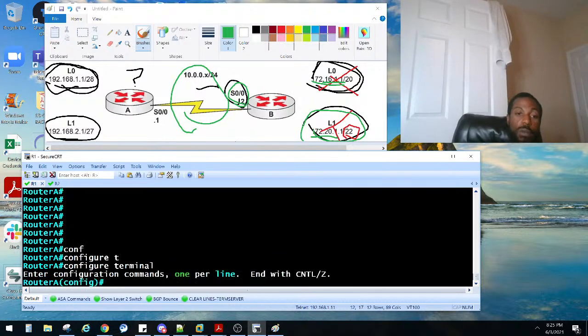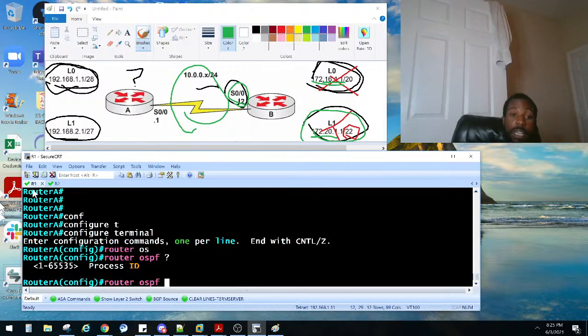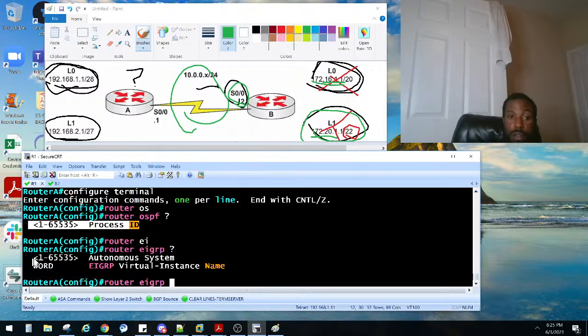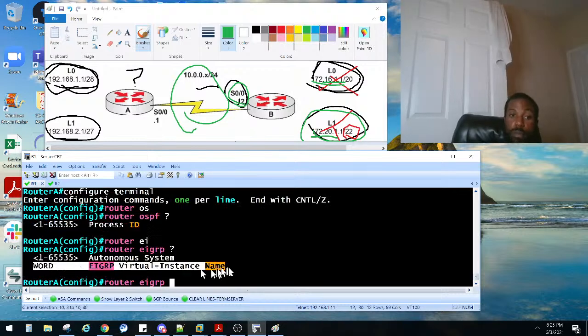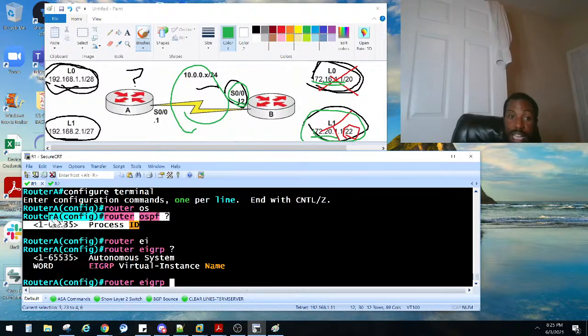So go to global config mode. We turn on OSPF with router OSPF, right? We use question mark for context-sensitive help, and we'll see we got to put a process ID. Whereas with EIGRP, we had to do router EIGRP and then an AS number. We could also do named mode, but that's not really covered in CCNA, I don't think. We'd work with autonomous system numbers with EIGRP, and those got to match. But with OSPF, we work with process IDs. They ain't got to match.